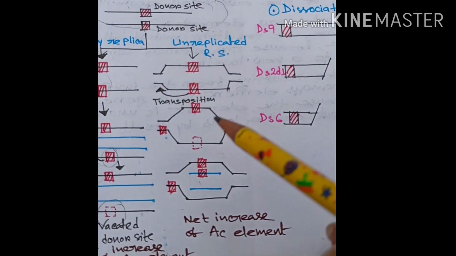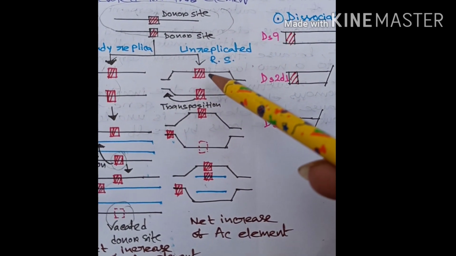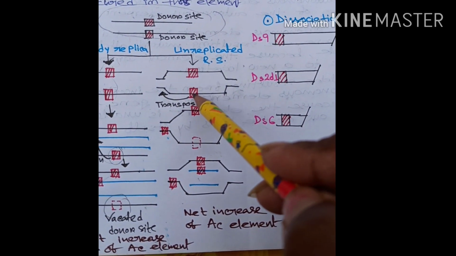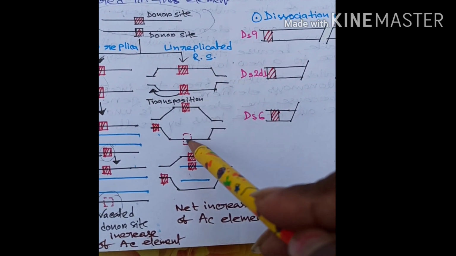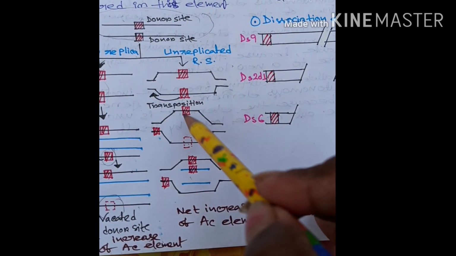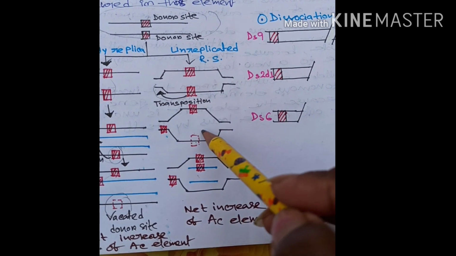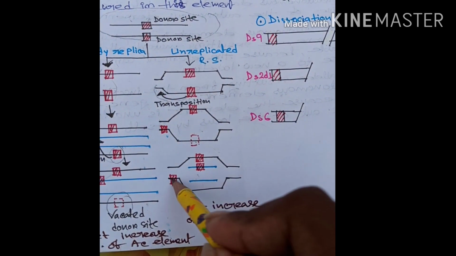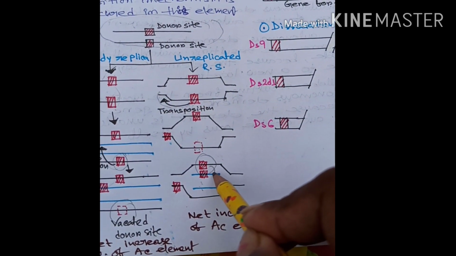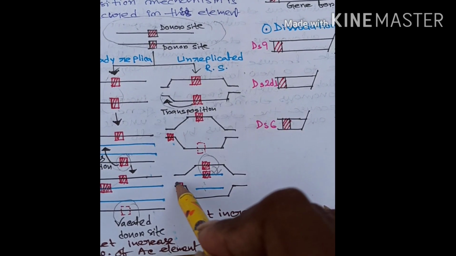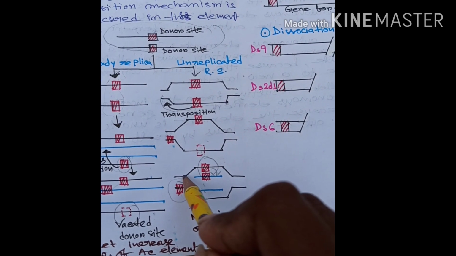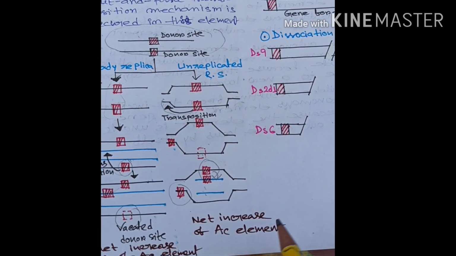And another way for transposition of AC element is to an unreplicated recipient site. These are two donor sites. These are two AC elements. Here, suppose the AC element is transposed before replication from here to here. So during replication, the donor site should replicate the AC element, and this AC element can further replicate the AC element. That means there is a net increase of AC element.